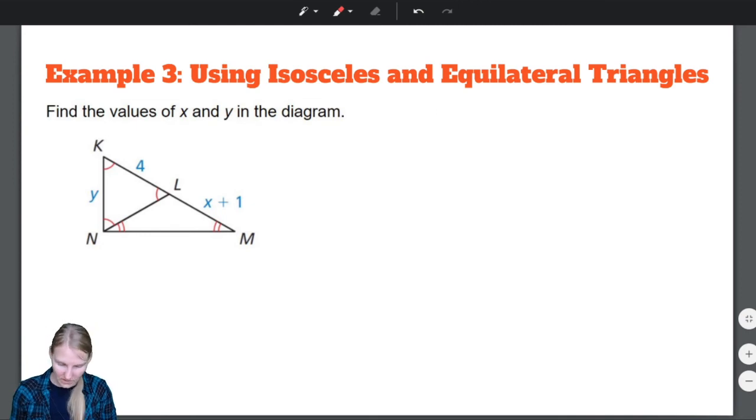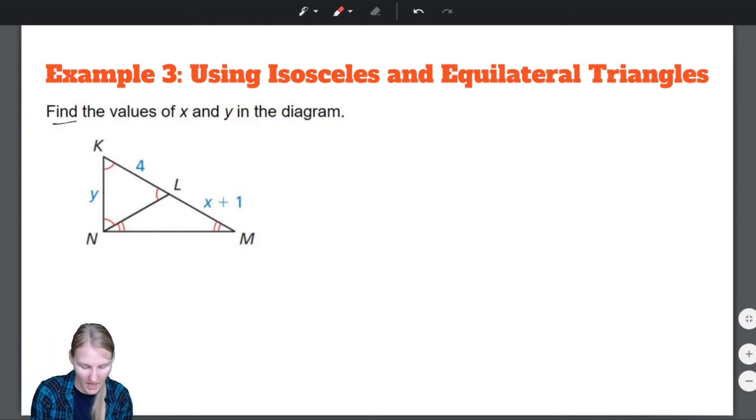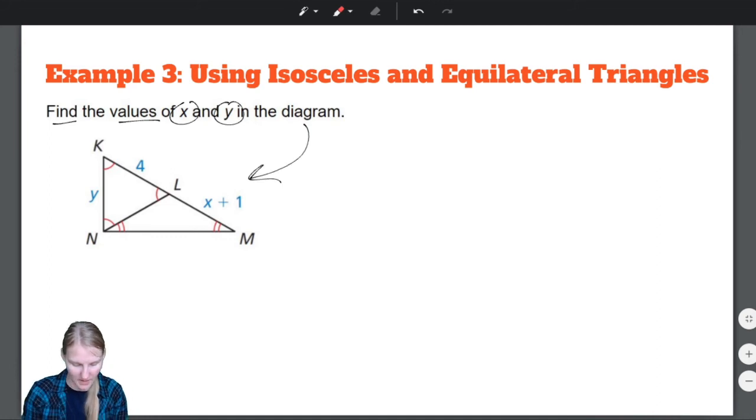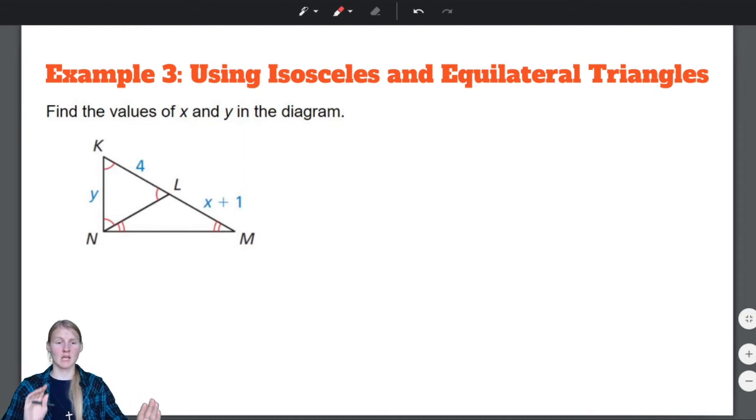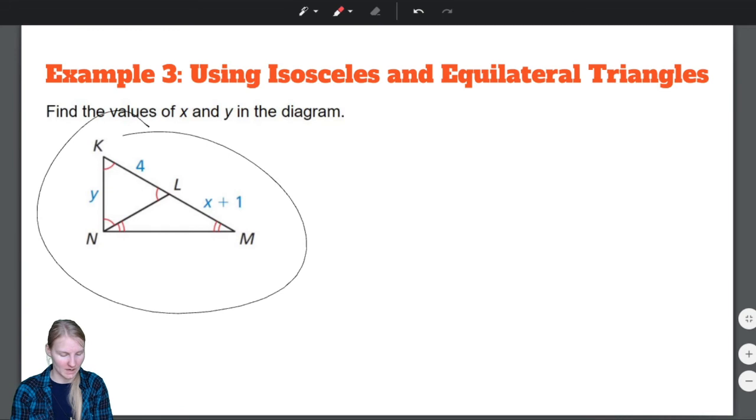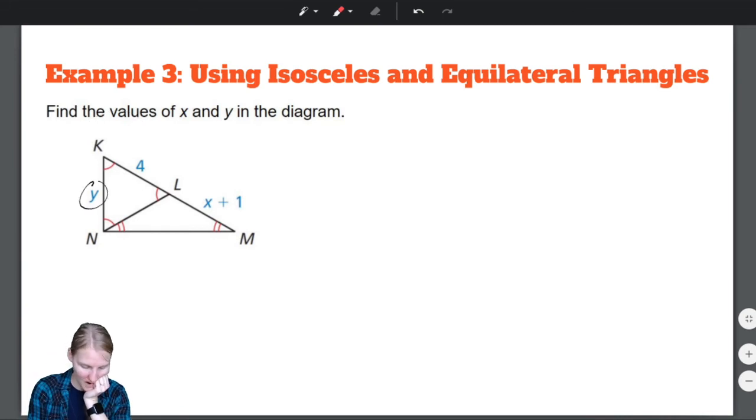So, we are asked to find the values of x and y in this diagram. Okay, let's just take a step back and ingest all of the information we're given here. I have y, I have 4, and I have x plus 1. X plus 1 goes with side LM, 4 goes with KL, and y goes with KN.